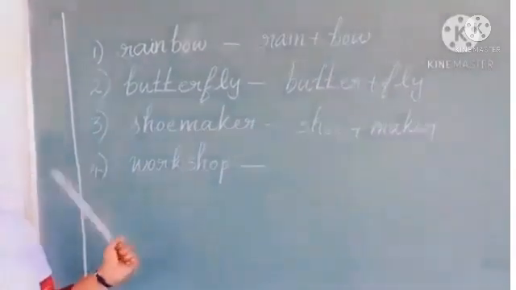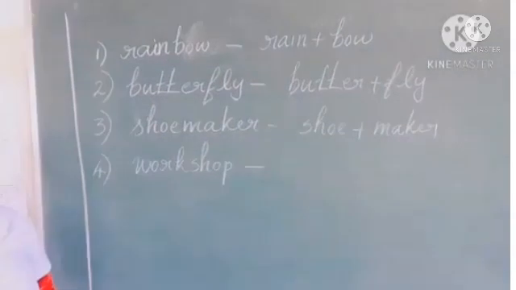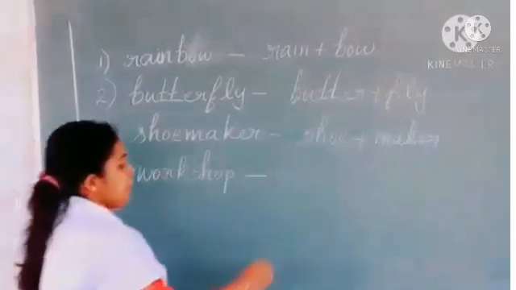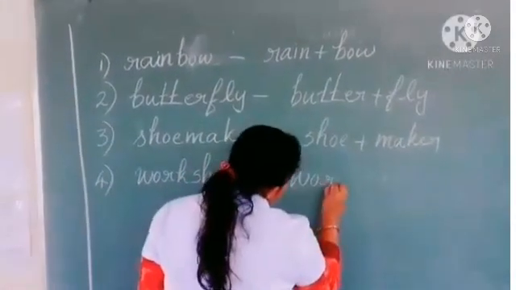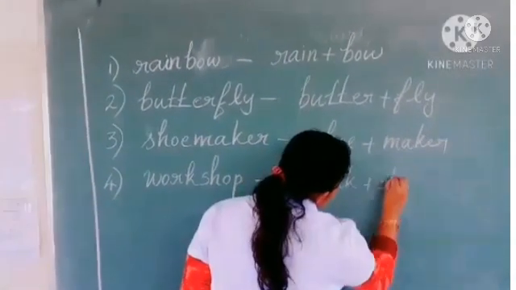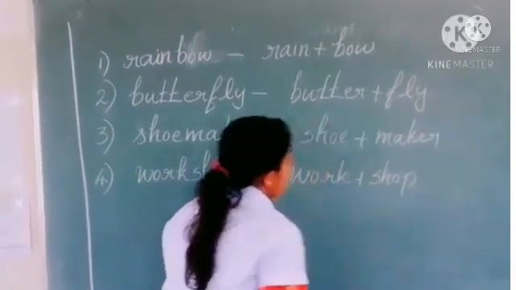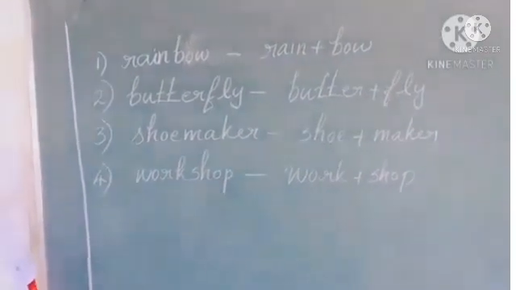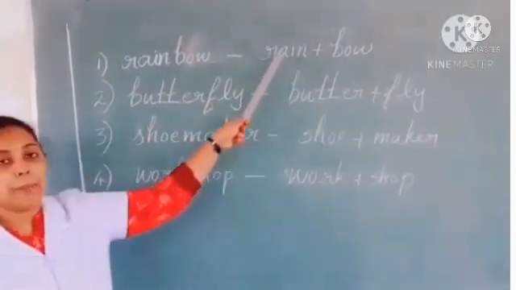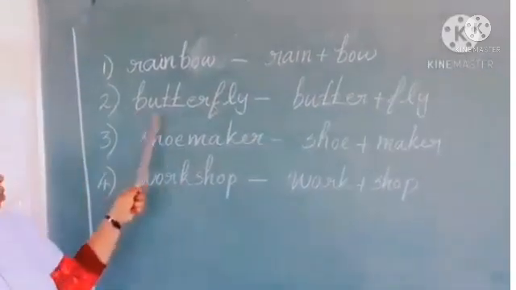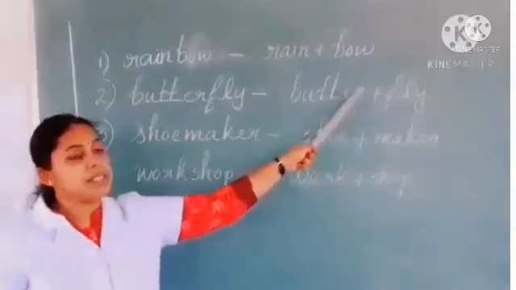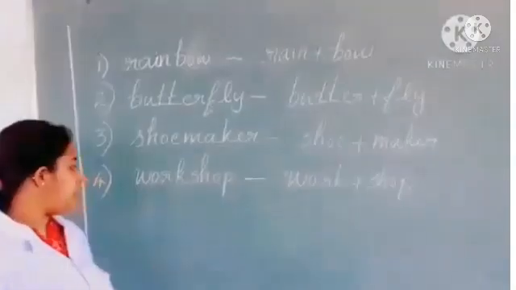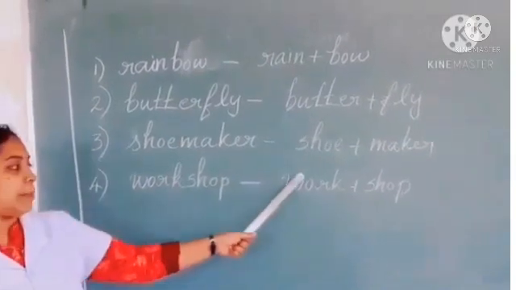And fourth one, workshop. Can you find any two short words from this word workshop? Yes, work plus shop, that is workshop. We can write work plus shop, S-H-O-P, shop. When we join these two short words together, we will get the new word workshop. So rainbow, rain plus bow. Then second one, butterfly, butter plus fly. Third one, shoemaker, shoe plus maker. Workshop, work plus shop.